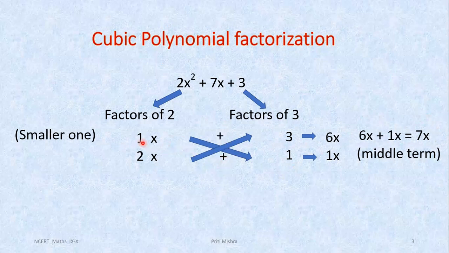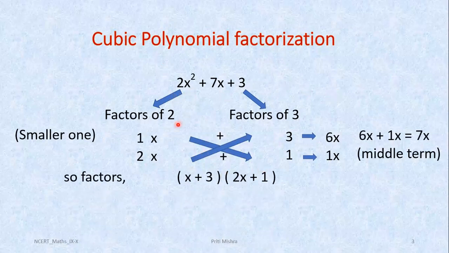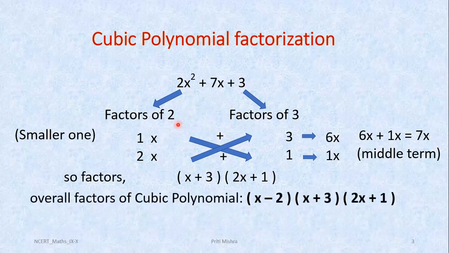Now we are able to get its linear factors. 1x plus 3, meaning x plus 3, and 2x plus 1. These are the factors of this quadratic polynomial. So overall, we got the factors of our cubic polynomial. We have x minus 2, x plus 3 and 2x plus 1. So this was the shortcut method to find the factors of any cubic polynomial. I hope you understand this method very clearly.